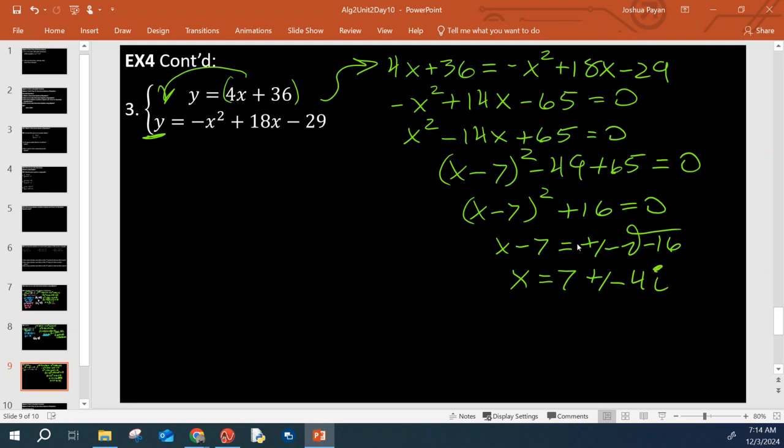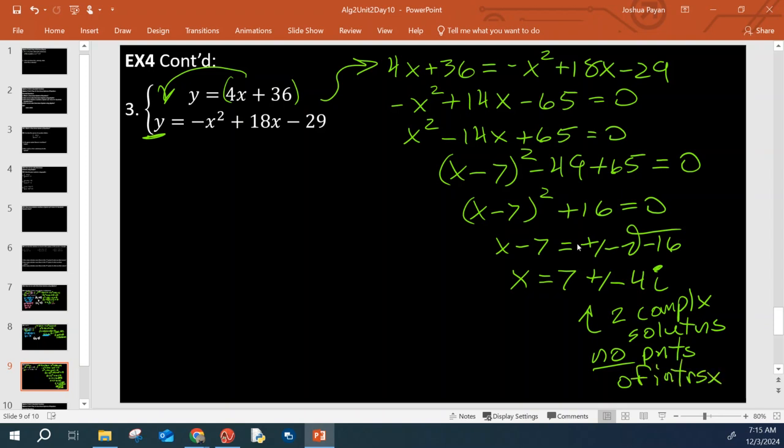Okay, so we've got complex solutions. We're going to have two complex solutions, which of course in the geometry means we have no points of intersection. Right, and if we have no points of intersection, then we have no real solutions, which is why we have two complex solutions. Right, so same process to get our corresponding y values.